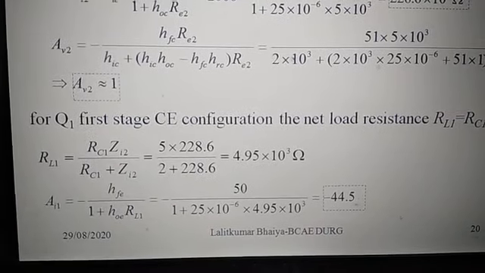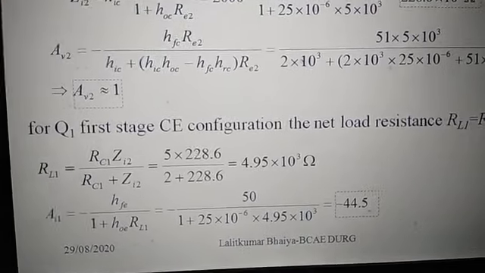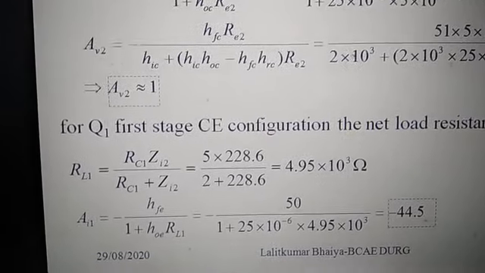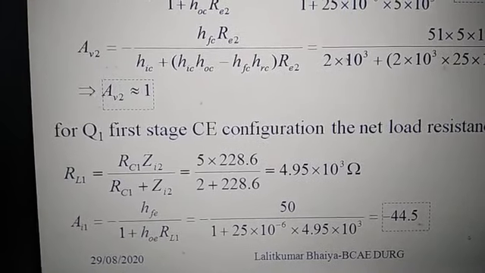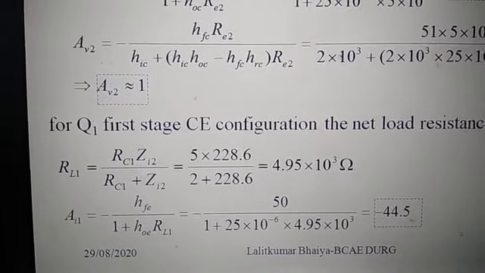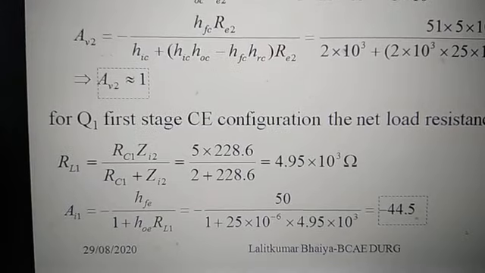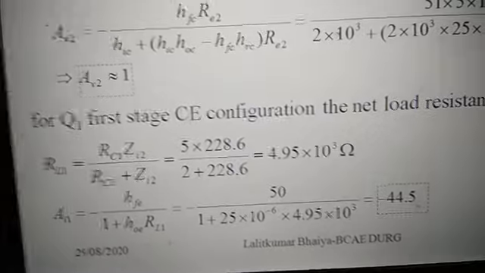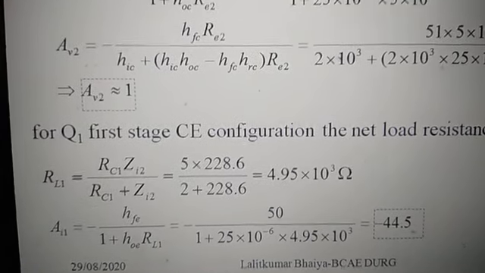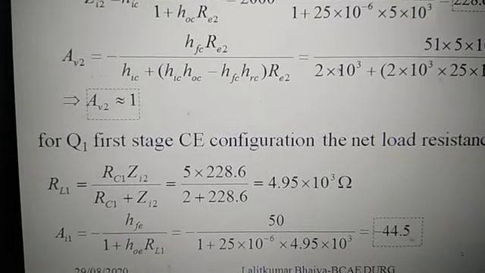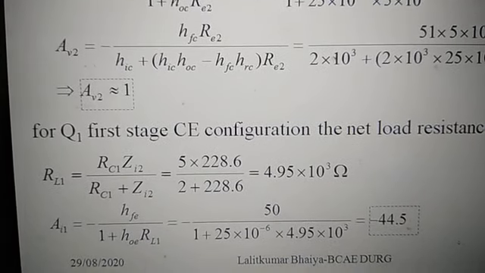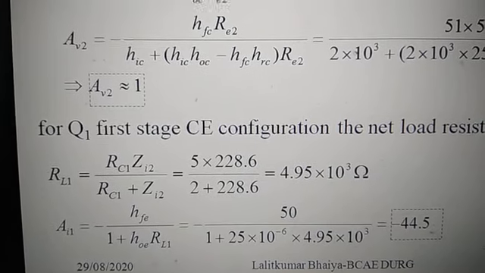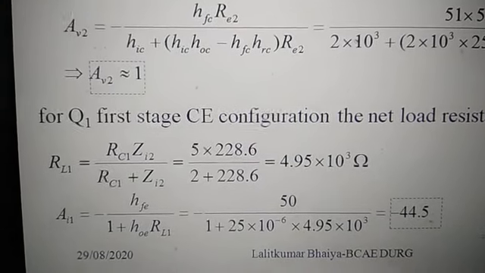Similarly, for the first stage common emitter configuration, you can calculate the load resistance RL1. On the first stage, the total load resistance will be the load resistance connected at the output of the first stage and parallel to the input impedance of the second stage also. So the load resistance of the first stage is RC1 parallel to ZI2, the second stage input impedance. So the parallel combination is RL1. You can calculate this RL1 here, RC1 parallel to ZI2.